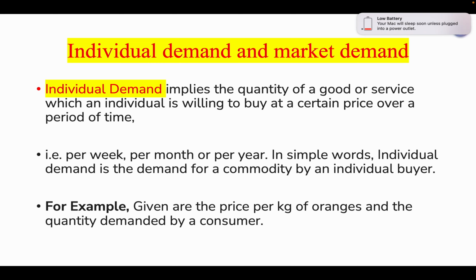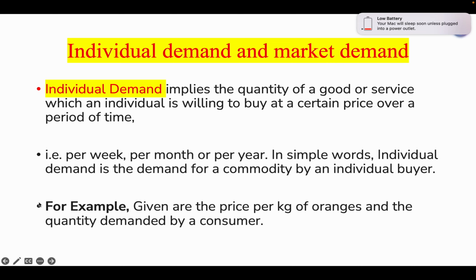Individual demand and market demand. There are two types of demand if we talk about it. Individual demand is the quantity of a good or service which an individual is willing to buy at a certain price over a period of time, for example per week, per month or per year. In simple words, individual demand is the demand for a commodity by an individual buyer.